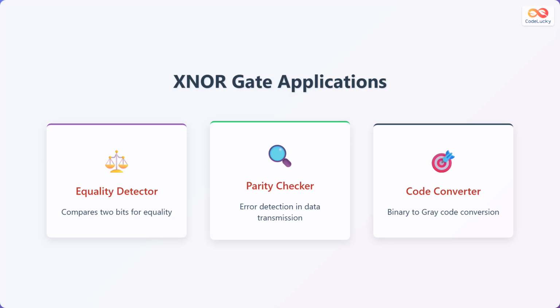Now let's explore a few applications of the XNOR gate. Firstly, it functions as an equality detector, comparing two bits to determine if they are equal. Secondly, it can be used as a parity checker, for error detection in data transmission. Finally, it can be employed in code converters, such as in binary to Gray code conversion.